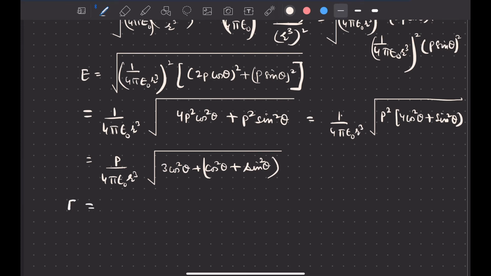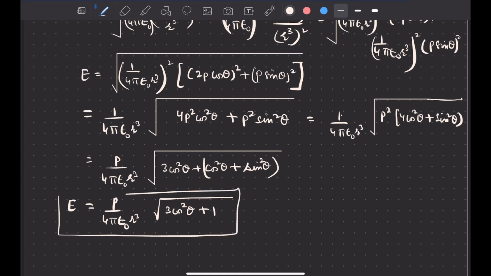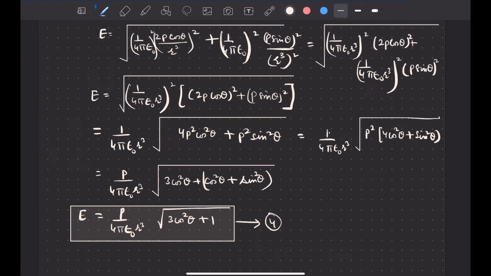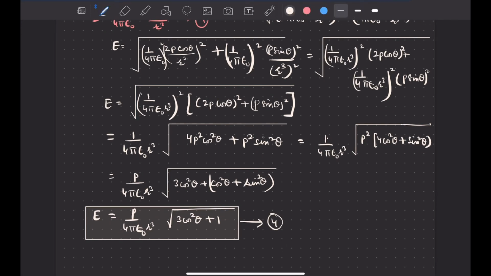We have E is equal to p upon 4 pi epsilon naught r cube under root of 3 cos square theta, and we already know cos square theta plus sin square theta is equal to 1. Therefore, using this trigonometric identity, I will put a 1 over here. So this is the expression for the resultant electric field intensity at a point which neither lies on the axial line of the dipole nor on the equatorial line of the dipole. Sorry, this is equation number 5.